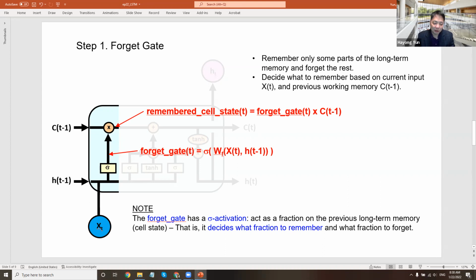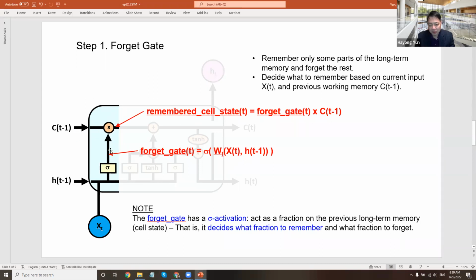If it's a very large number, then we'll push it to 1. So it passes through a switch. That's what we call the forget gate output at t. The forget gate has a sigma activation, and acts as a fraction of the previous long-term memory, the cell state. Here's the previous stage cell state. It's a number between 0 and 1, and it's multiplied with C_t.